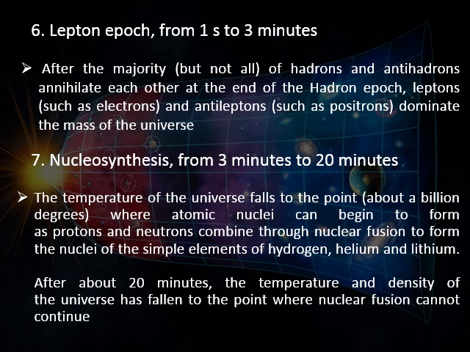The seventh step is nucleosynthesis, from 3 minutes to 20 minutes. The temperature of the universe falls to about 1 billion degrees, where atomic nuclei can begin to form as protons and neutrons combine through nuclear fusion to form the nuclei of the simple elements hydrogen, helium, and lithium. After about 20 minutes, the temperature and density of the universe has fallen to the point where nuclear fusion cannot continue.